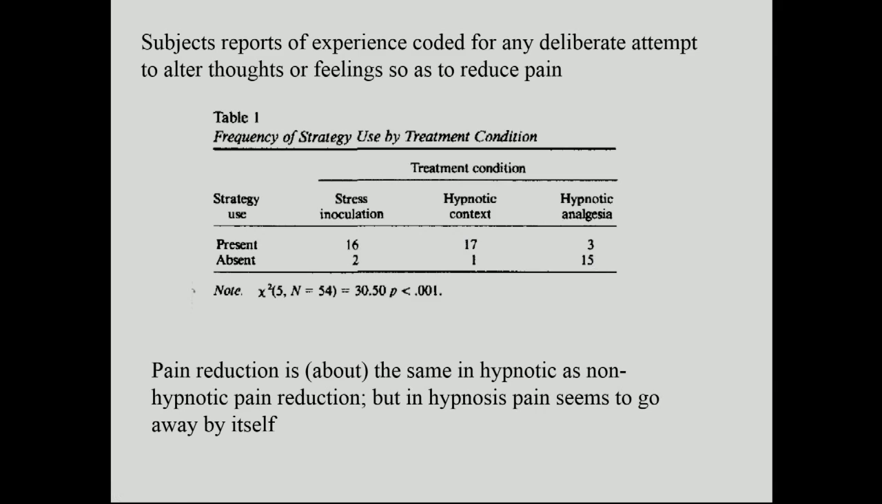So, this is my conclusion. Pain reduction is about the same in hypnotic as non-hypnotic contexts. But in hypnosis, pain seems to go away by itself. And I think that's possibly the key difference. Well, at least we could have this as a hypothesis, and I'll use this next lecture as part of the theory of hypnosis, that the real difference here is just in terms of whether you experience strategy use as volitional, something you're doing, or if you're not indeed aware of using deliberate strategies. And in the hypnosis case, you may be doing something strategically, but you're not aware of doing something strategically.